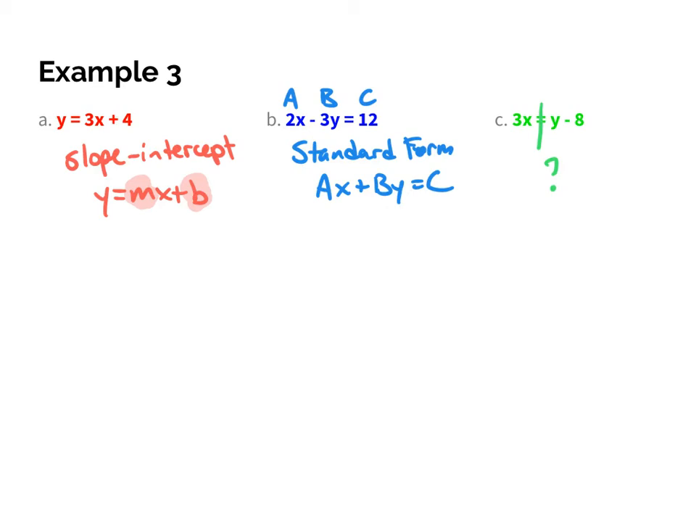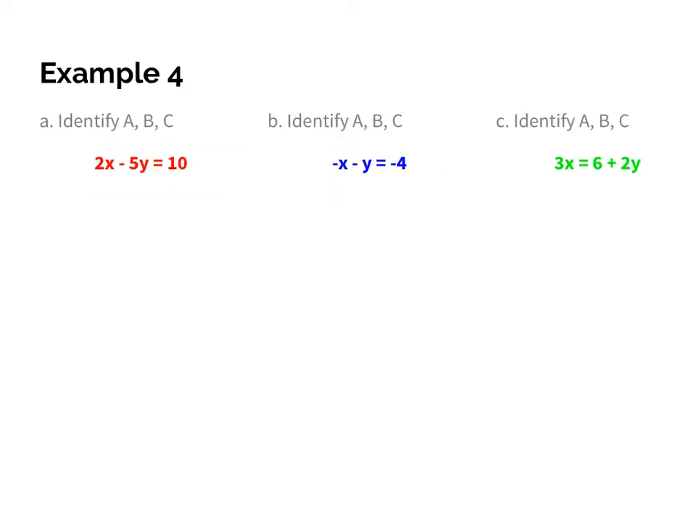So we might have to write that in slope-intercept or in standard form, but right there, that is not in any sort of special form. All right, next one, identifying A, B, and C. So here we're looking at standard form. So I just want to know what are the parts. So if I have 2x minus 5y equals 10, what would be A, B, and C?